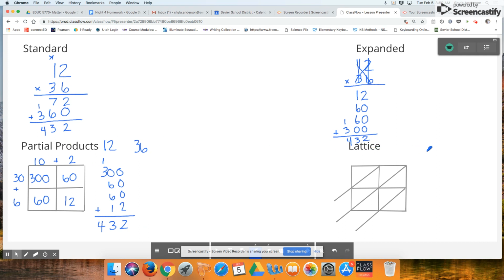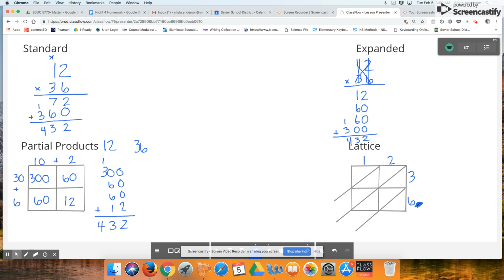The last method I want to talk about is called lattice. Students really love lattice once they get the hang of it because it is quite simple. It looks scary with all of these lines, but once they get the hang of it, they usually love it. So I'm going to take 12 at the top and 36 down the side.